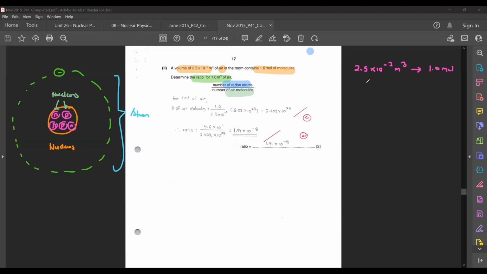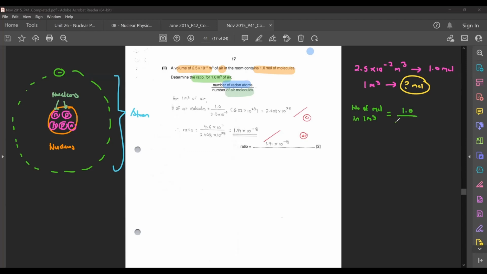So what about 1 meter cube of air? How many moles do you expect to get? Now for this one, it will probably be best to do something like a ratio. If you want to find out the number of moles in 1 meter cube of air, you can actually just do something like a ratio here.